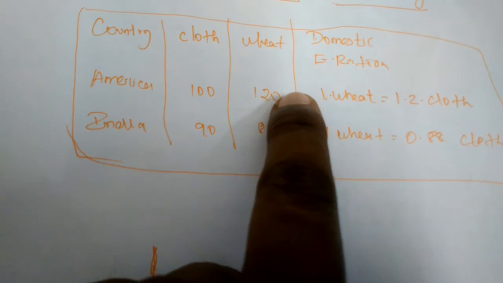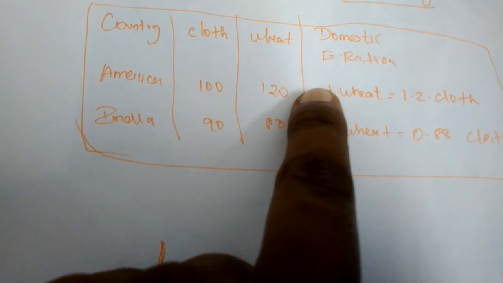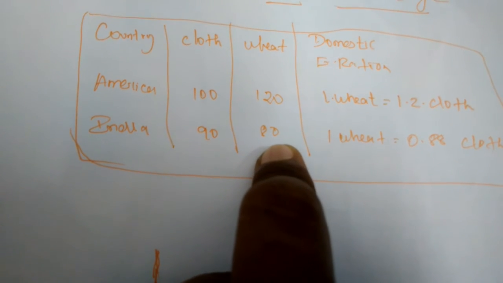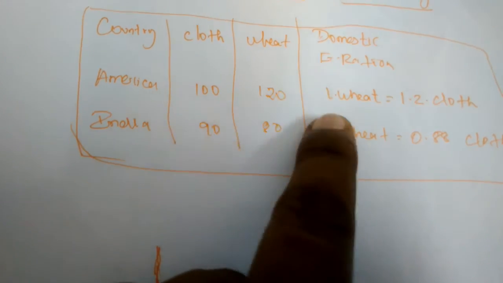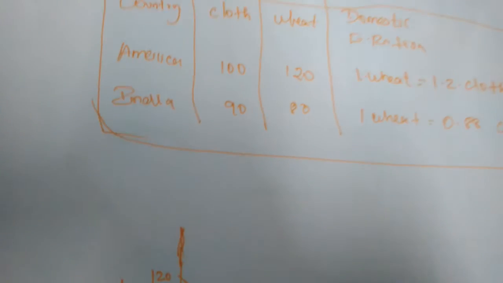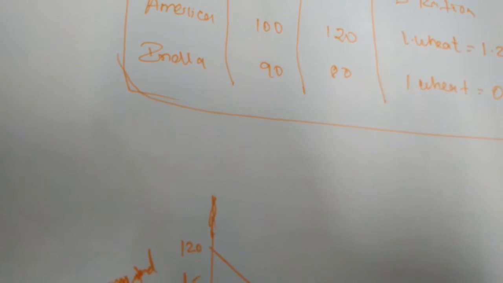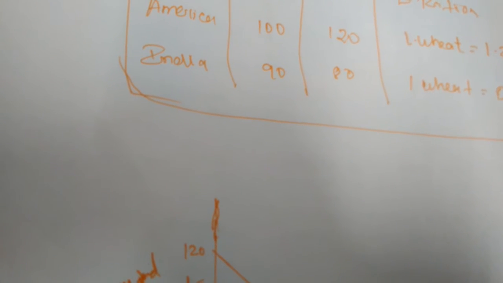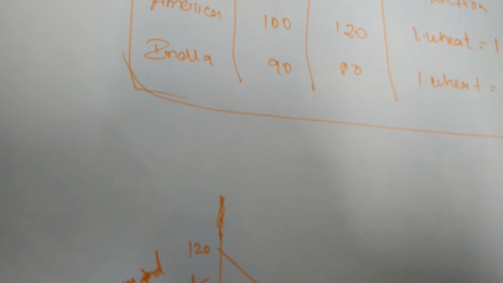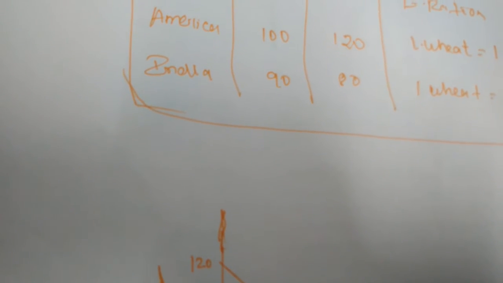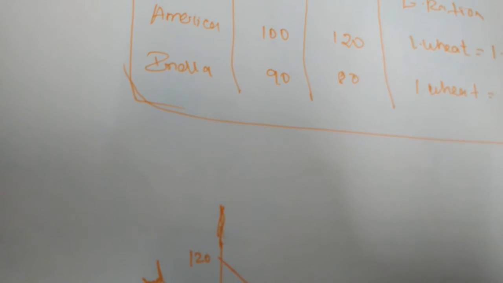So India can produce the wheat and it will be exported to America. For America, the comparative cost advantage is lesser in cloth production. So hence America will specialize in the production of cloth and export it to India in exchange for wheat.